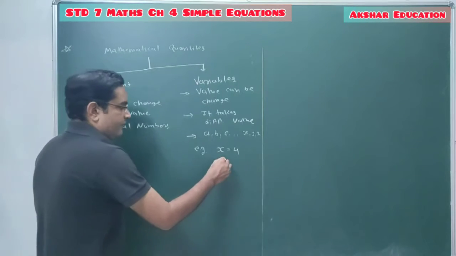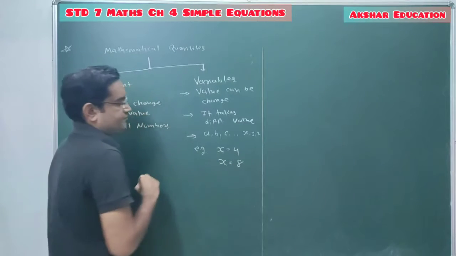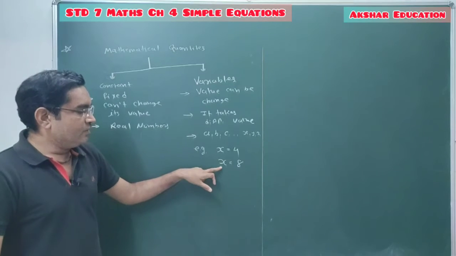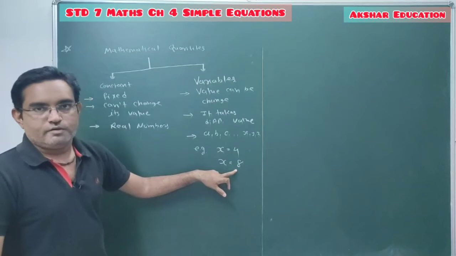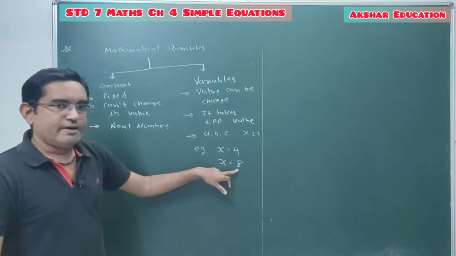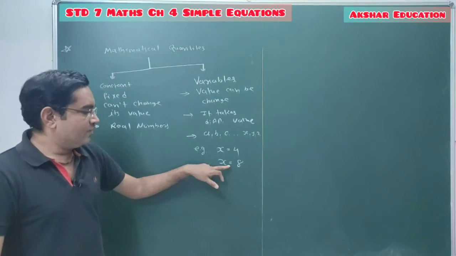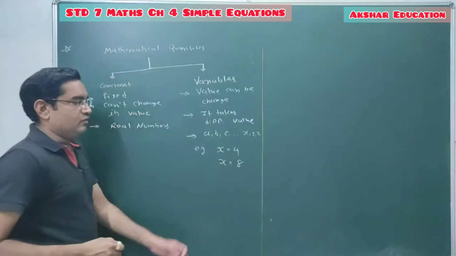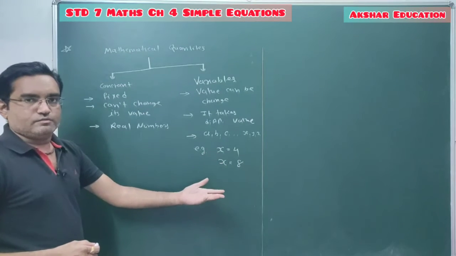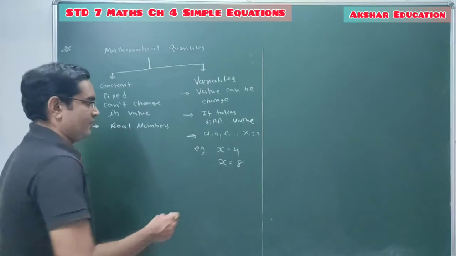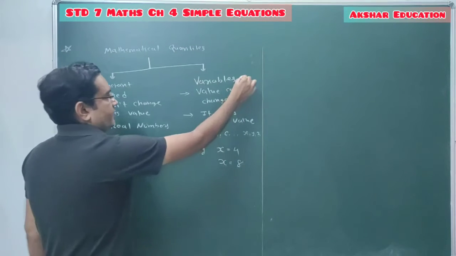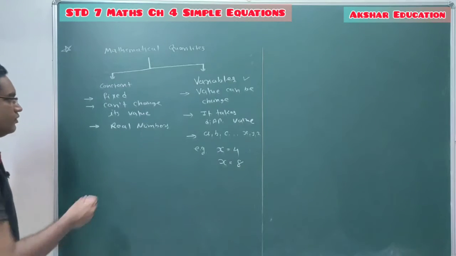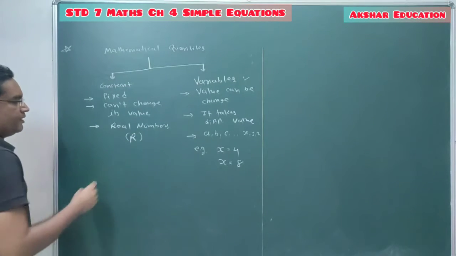Done? Now if you are taking x equal to 8, our variable is the same, but now I am taking x equal to 8. So in this case, the value of this variable x is 8. Clear, students? So here our x is changing its value. So x can take different values, and that's why this x is known as a variable. Clear, students? So constants and variables. All real numbers are represented by capital R.